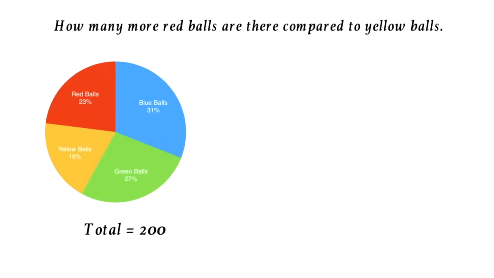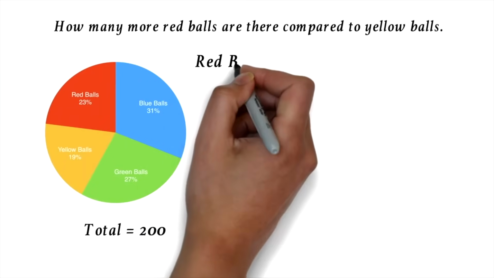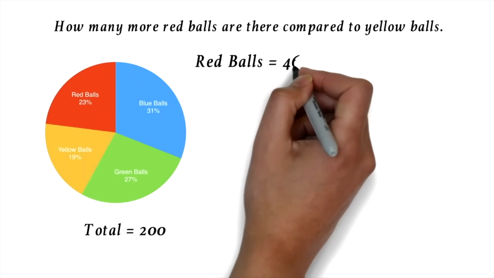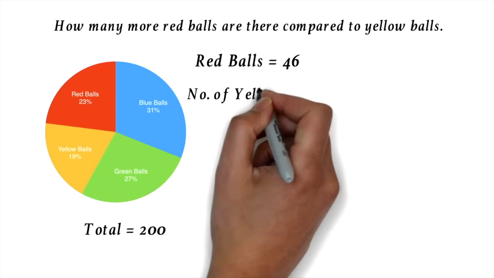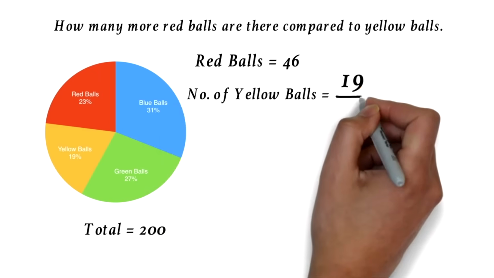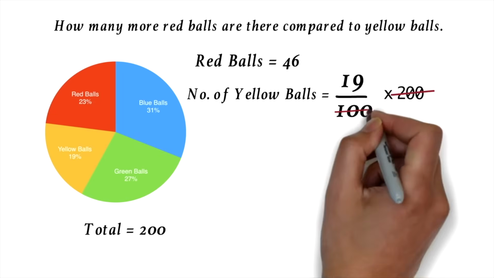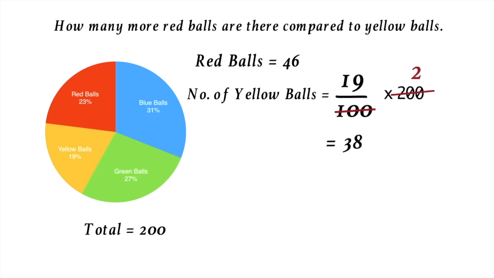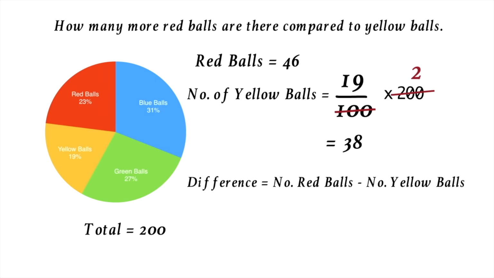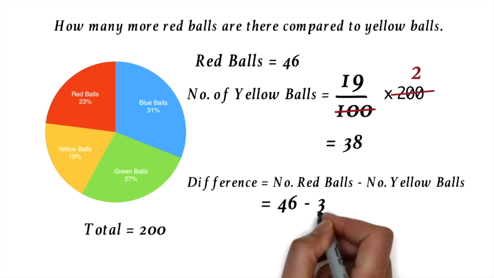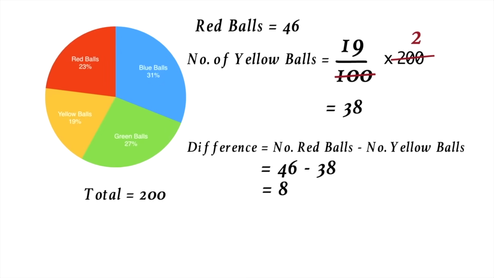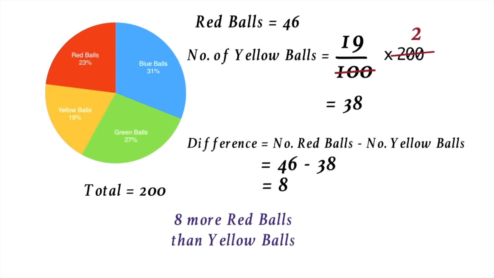Example: how many more red balls are there compared to yellow balls? We have already found the number of red balls, which is 46. We can find the number of yellow balls. That's 19 over 100 times 200. We do the math and get 38 yellow balls. The question is asking for the difference. So we will have the number of red balls minus the number of yellow balls. 46 minus 38, which is 8. So there are 8 more red balls than yellow balls.